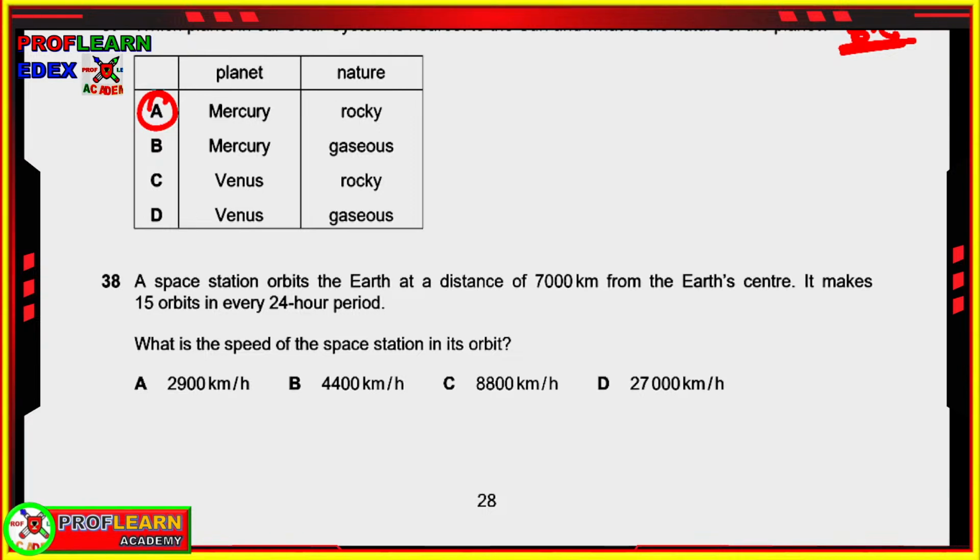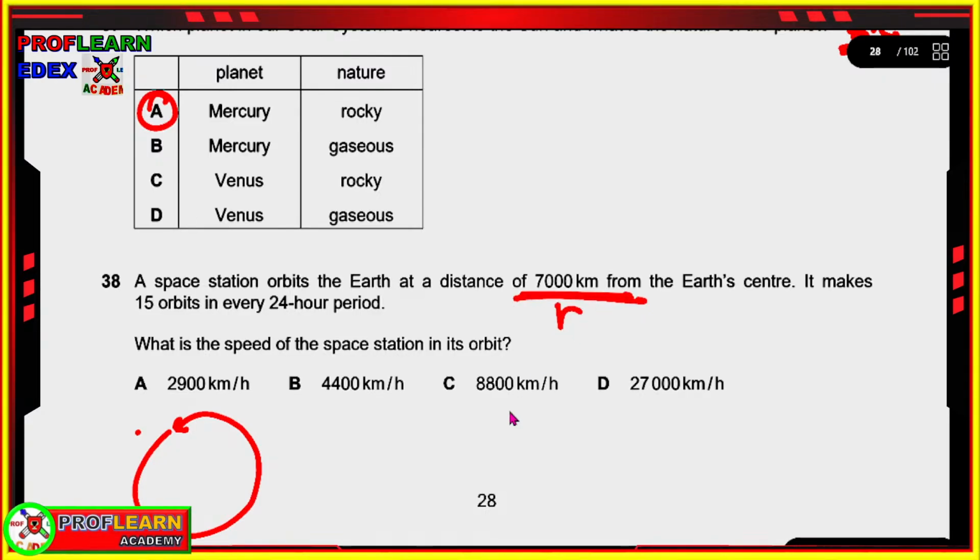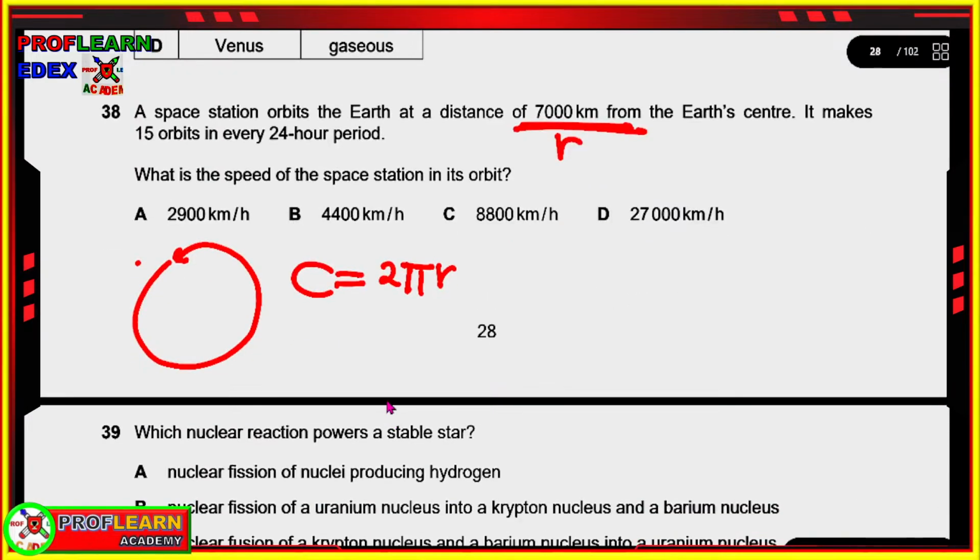Now, the first thing that we're going to do is to calculate the distance of one orbit. If we're talking of the orbit, we just assume it's circular, right? Because we are told this is going to be the radius of the orbit. So circumference is equal to 2 pi r. That's what we're going to use in that case.